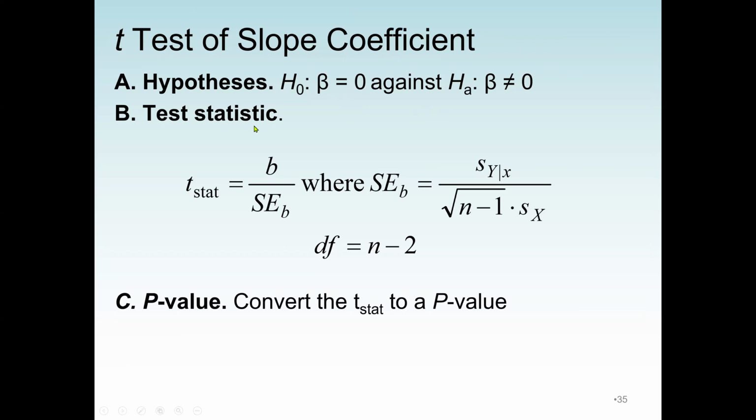Then we do our test statistic. We use the t distribution. This time, the formula is b over SE, and SE is a slightly different formula again: s of y given x over the square root of n minus 1 times s. Degrees of freedom is n minus 2. Whatever answer we get from the table, we convert the t-test to a p-value.